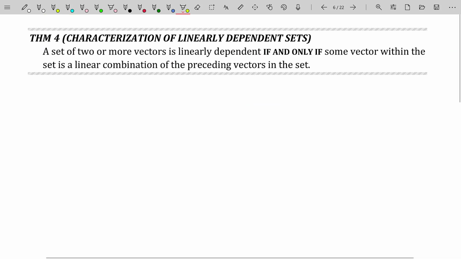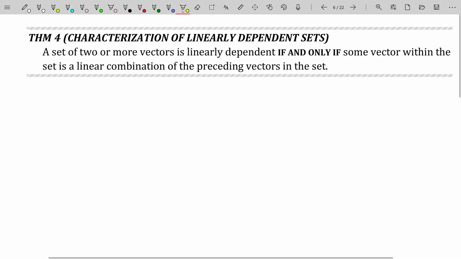Now this theorem I kept on its own page because it's actually new to us. Sort of. I didn't really make a big stink of this in our previous work, but now I should probably talk about it. So this is called the characterization of linearly dependent sets. A set of two or more vectors is linearly dependent if and only if some vector within the set is a linear combination of the preceding vectors in the set. That we already knew from many conversations, but I never really formalized that by writing that down. I've just stated it, but now we know.